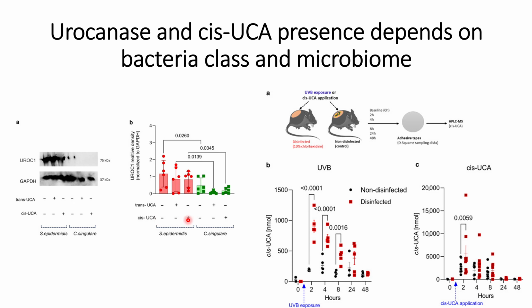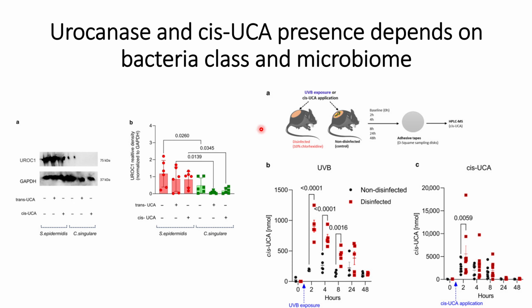cis-UCA presence. But when they compared these signals with C. singulare, they are able to see a significant difference, and the urocanase 1 values are significantly lower in C. singulare at their respective conditions, that is, when no cis-UCA or trans-UCA is present, compared with the no cis-UCA or trans-UCA condition in S. epidermidis and the other two conditions.